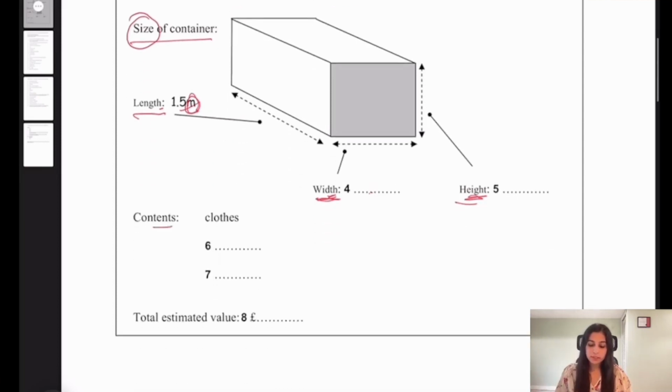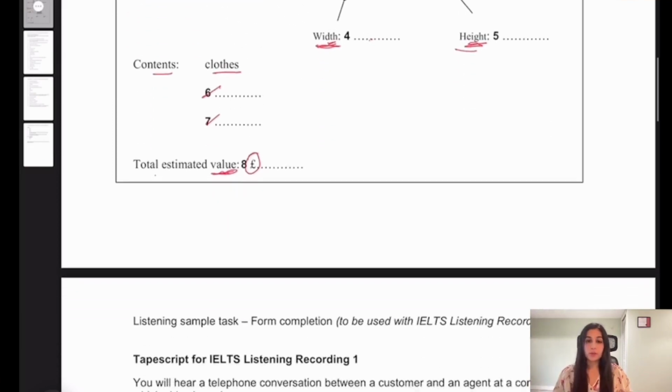Then contents, they've mentioned one content, clothes. There are two other things that are inside this container, so listen for that again. Then total estimated value, so obviously this will be a number again, we can clearly predict that. And it's a pound sign here, so it's a currency, so it's the price or the value, so estimated value.